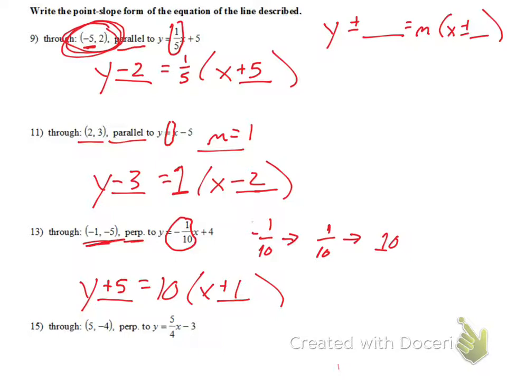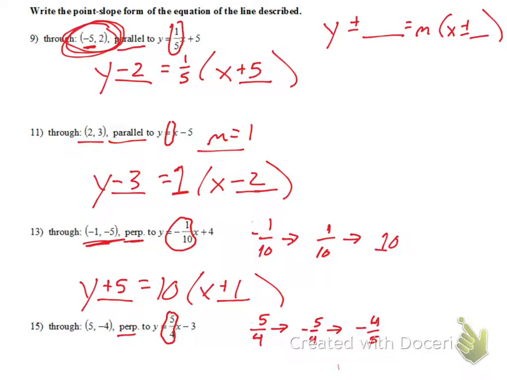All right, last one. It's perpendicular, so my slope's right here. So I have my slope in this equation is 5/4. I need the opposite, so it's going to be a negative 5/4. And then I need the reciprocal of that, so it's going to be negative 4/5. And that's going to be my slope.